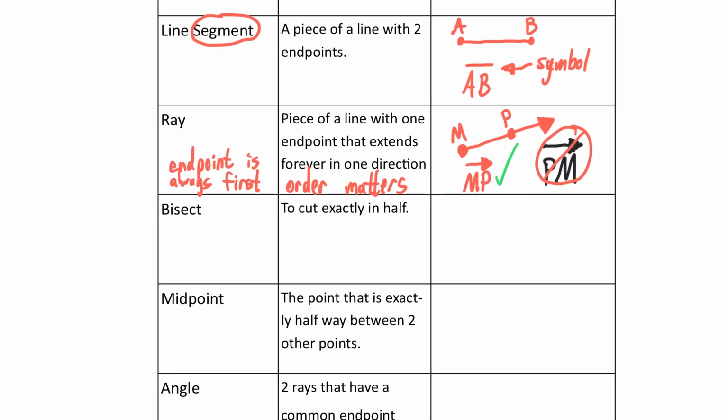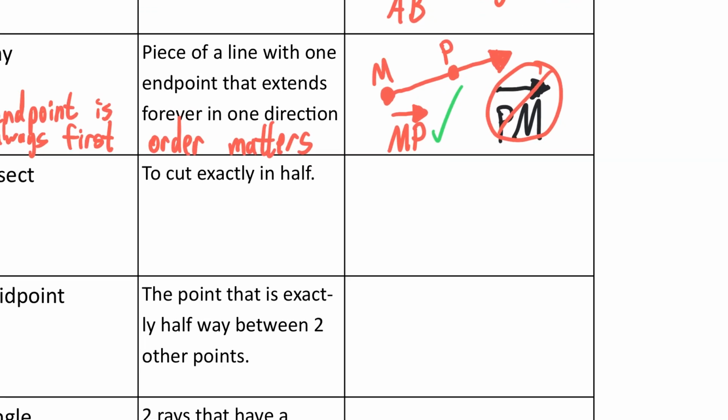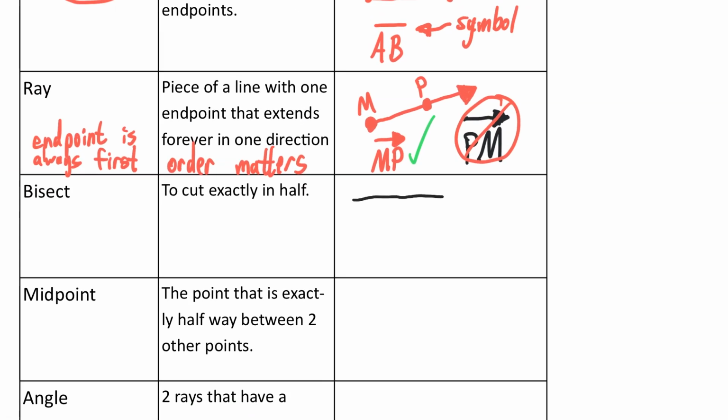Okay, so what does bisect mean? Cut exactly in half. So let's say I have a line segment that is 10 inches, and I'm going to bisect it, cut it exactly in half. If I cut it exactly in half, how long are those other 2 pieces? They're both 5 inches.